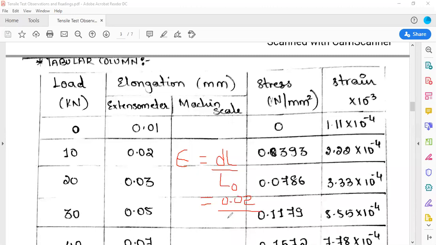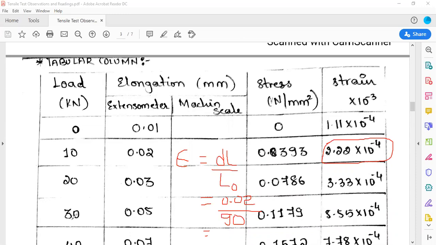Divided by 90 is the gauge length. From this, you will get 2.22 into 10 raised to minus 4. Similarly, you need to do the calculation for the second one. That is, the change in length is 0.03 divided by the original length, 90. From that, you will get the strain induced when you apply 20 kilonewton.